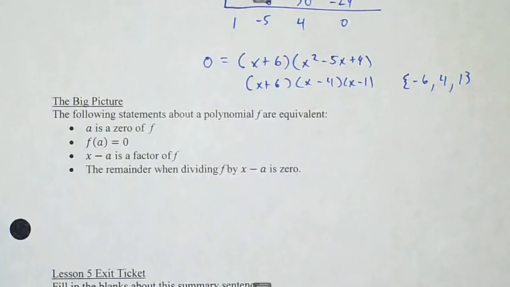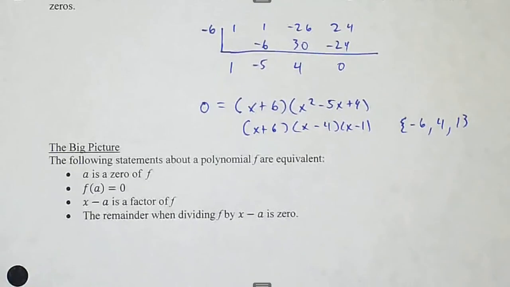So what does this all mean? What's the big picture here? It's telling me if you have a function f, all of these statements are equivalent. This is absolutely essential. A is a 0 of f. What does that mean? f of a equals 0. x minus a is a factor. And the remainder when you divide by x minus a is 0. All of those statements are equivalent. Given any one of them, you can conclude all of them.